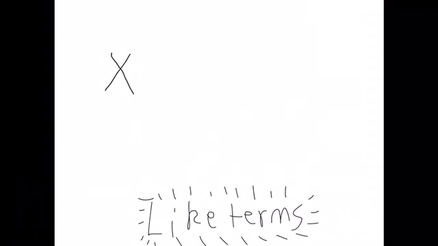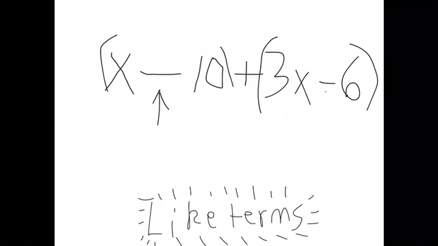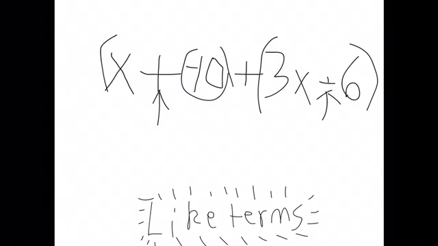x minus 10 plus 3x minus 6. Okay, do you see any problems with this? I do. Because how are we going to deal with these minuses? We cannot do that. So, I mean, we could, but it's so much harder. So why don't we just make that 10 a negative, okay? So same with here. Just make it negative up here.